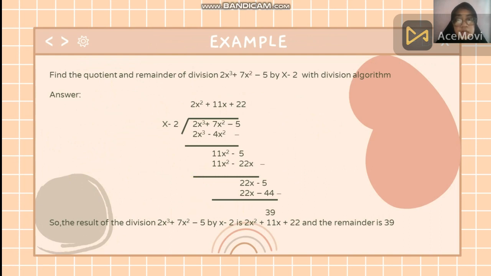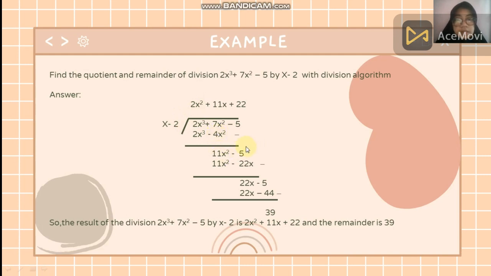Example: find the quotient and remainder of the division of 2x^3 + 7x^2 - 5 by x - 2 with the division algorithm. Answer: 2x^3 divided by x, result 2x^2. 2x^2 times x, result 2x^3, and 2x^2 times -2, result -4x^2.